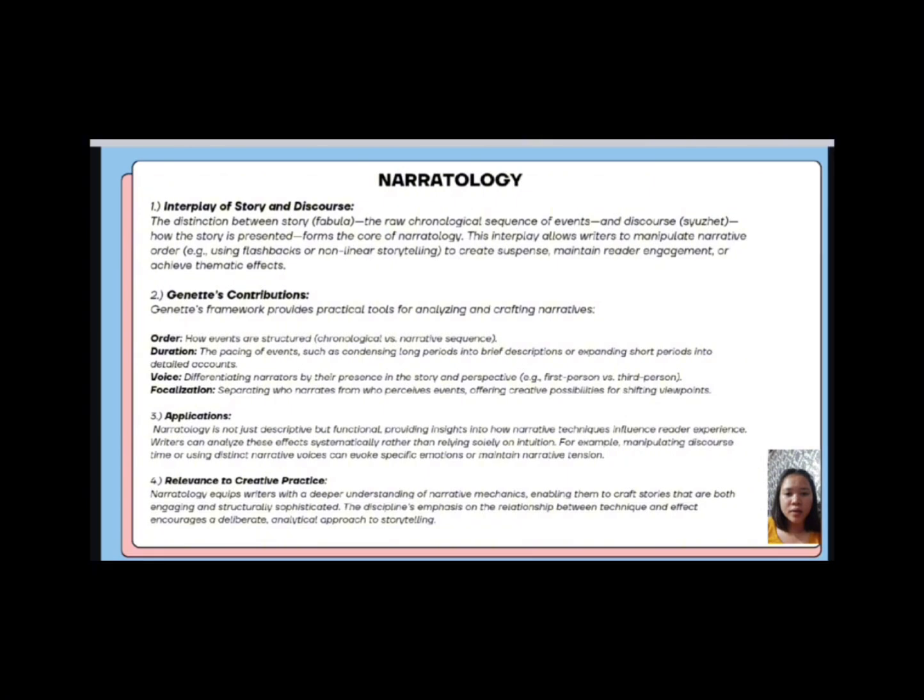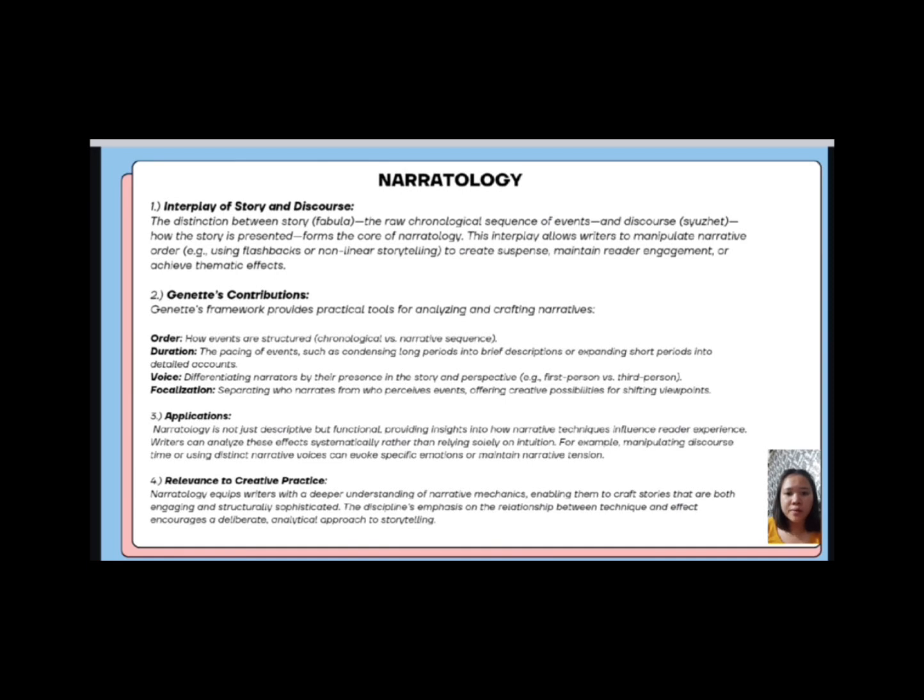Number 1. Interplay of story and discourse. Narratology distinguishes between the fabula, the story, and the sujet, the discourse, emphasizing how the same set of events can be structured differently to achieve various effects. This separation highlights the flexibility and creativity inherent in storytelling.